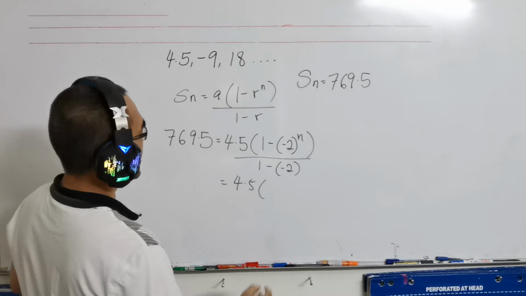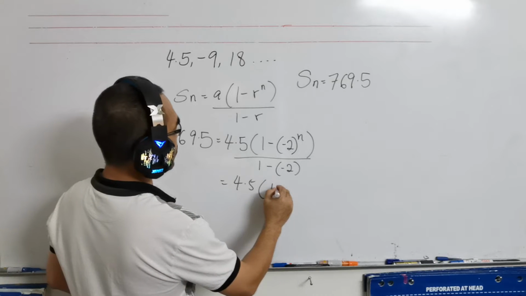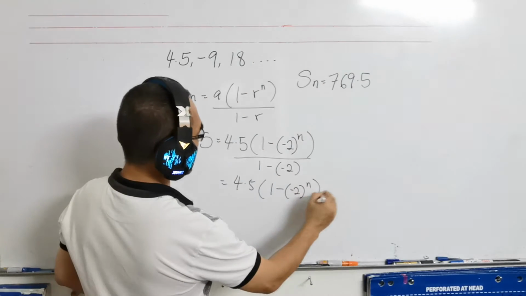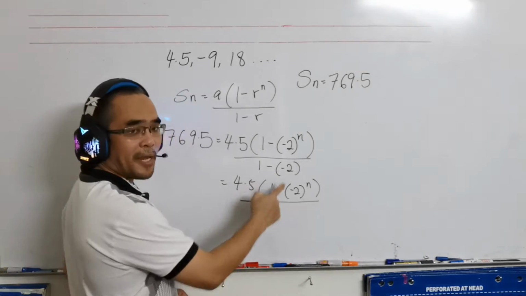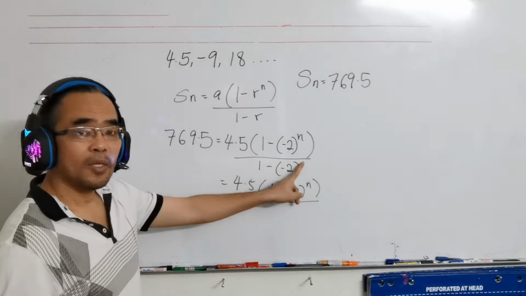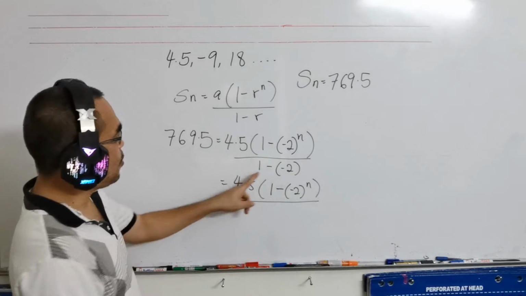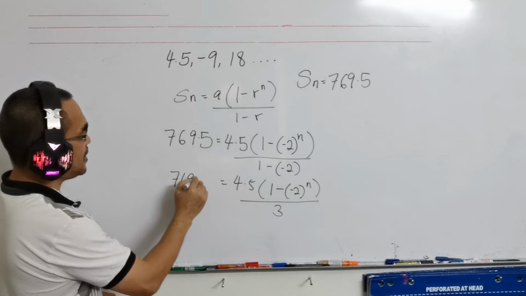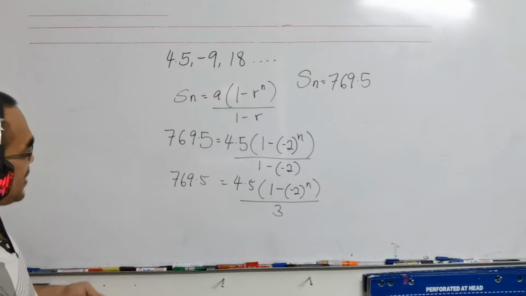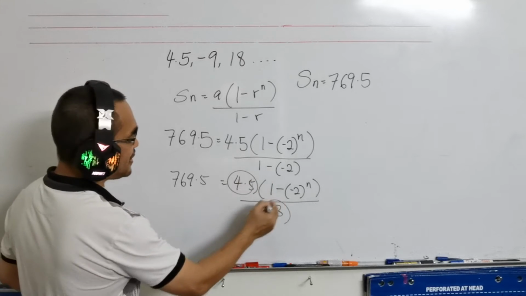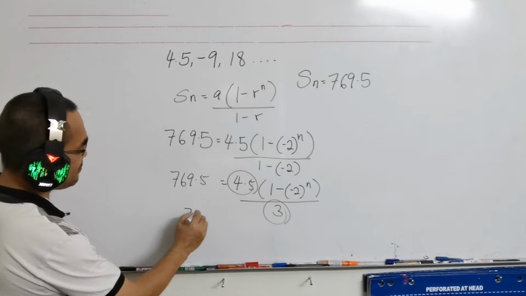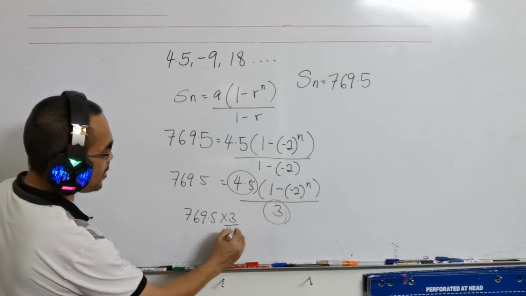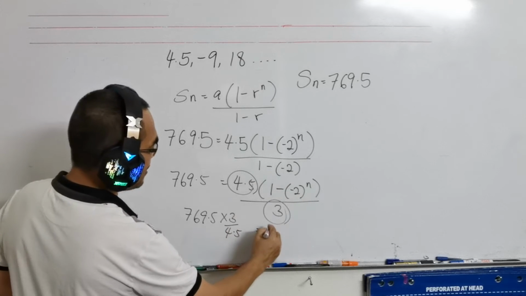4.5, and then here inside the bracket is 1 minus negative 2 to the power of n, and below here is 1 minus negative 2, because there is no power here, no indices, so we just do 1 minus negative 2 to become 3. So this is 769.5. So what we do next is that we move 4.5 and 3. So it becomes 769.5 times 3 over 4.5, which equals whatever is inside the bracket.